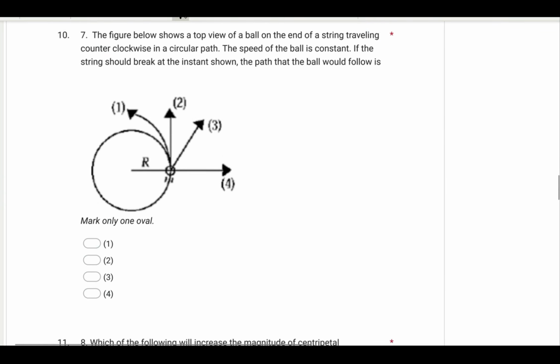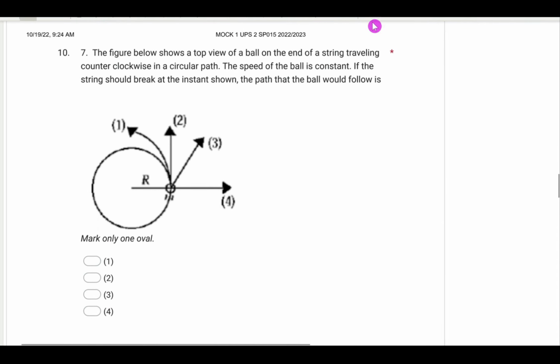Okay, so question 7. Okay, the figure below shows a top view of a ball on the end of a string, traveling counterclockwise in a circular path. The speed of the ball is constant. If the string should break at the instant shown here, so this is the position of the ball, the path that the ball would follow is, okay.